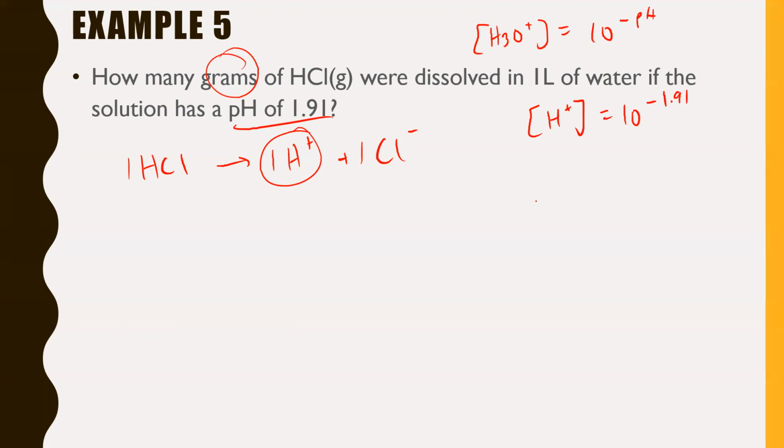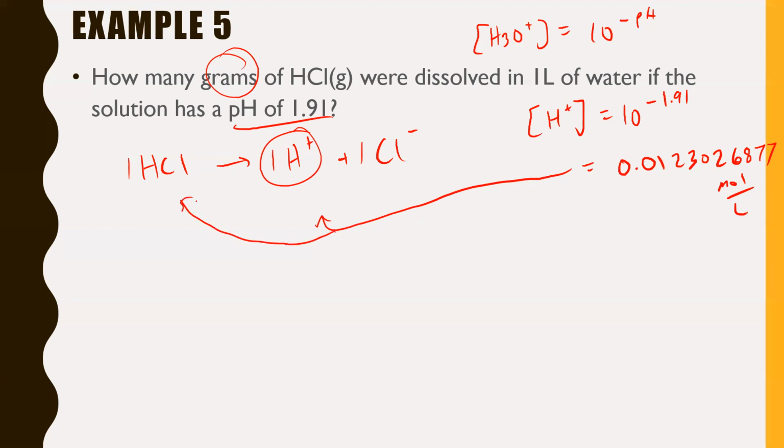Throw that in your calculator, 10 to the negative 1.91. That actually gives us a full decimal here. So you know what, I'll even leave it as a whole thing, 0.0123026877, and that would be moles per liter. This right here is the concentration of your hydrogen ions. Maybe I shouldn't waste space like that. Let's see, hydrogen ions, that's the concentration right there. But because there's a 1 in front of all this, this is also your concentration of HCl.